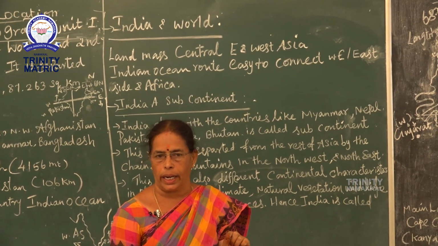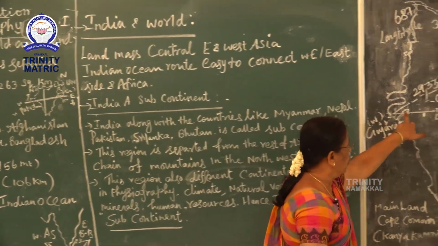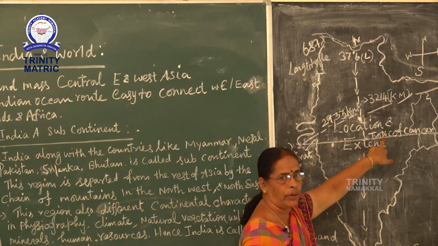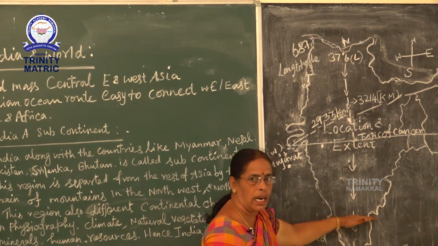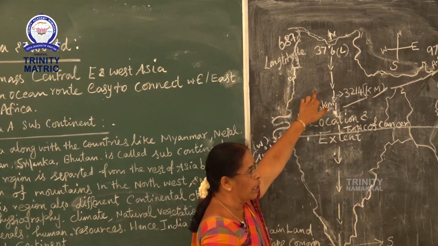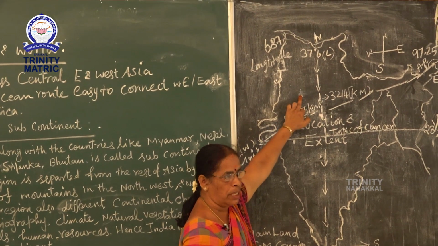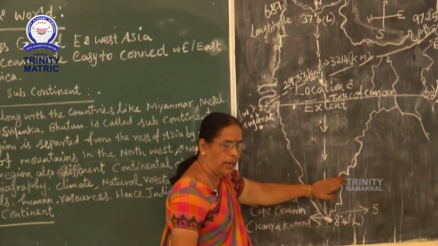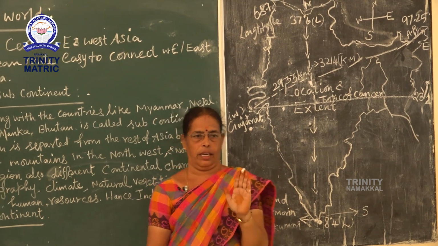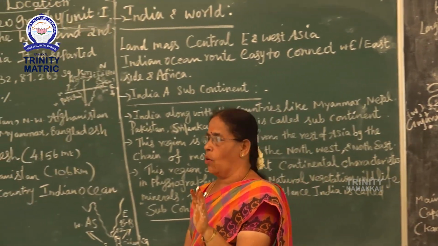Okay. Now that 23.5 degree Tropic of Cancer divides India into two parts. The north is the northern hemisphere. The south is called the southern hemisphere. That is okay. Now next.